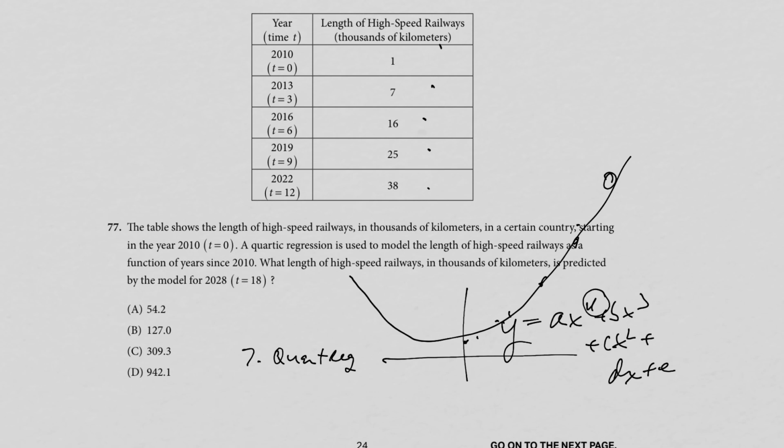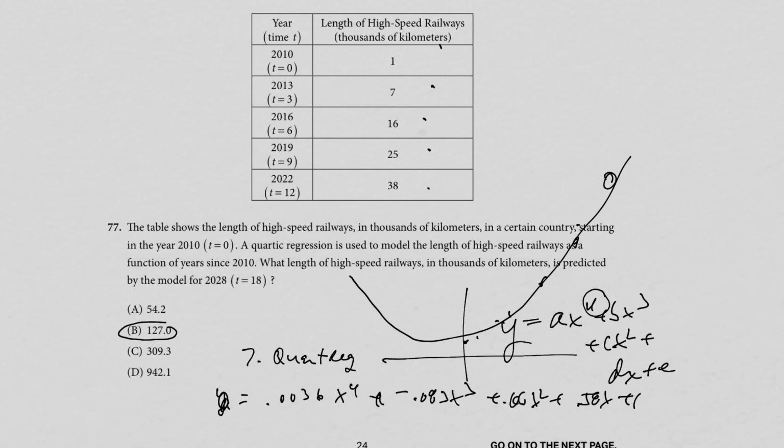Now I'm going to store this. Where it says store RegEQ, I'm going to say vars, y-vars, function, y1. This way, I want to get the equation, which ends up being y equals 0.0036 x to the fourth minus 0.083 x to the third plus 0.68 x squared plus 0.58 x plus 1. Now when you plug 18 in for all these x's, you get 127 as your answer.